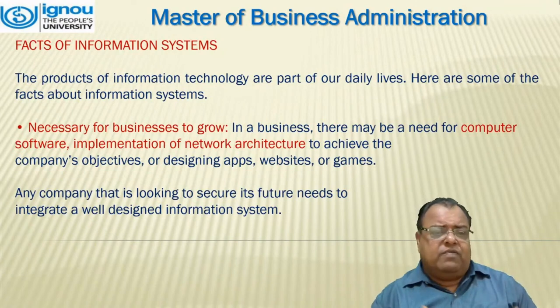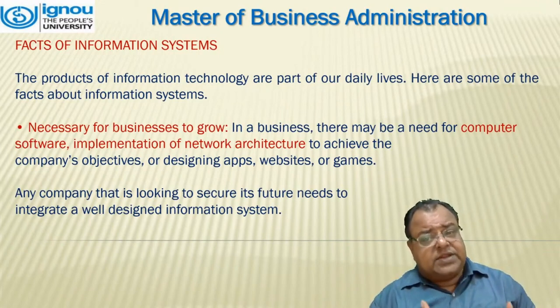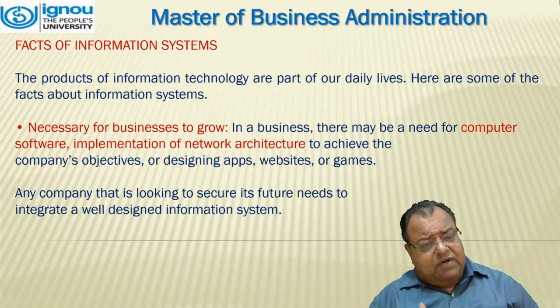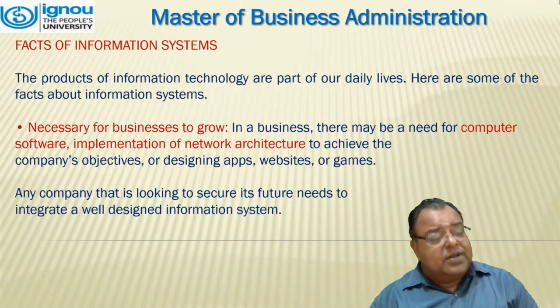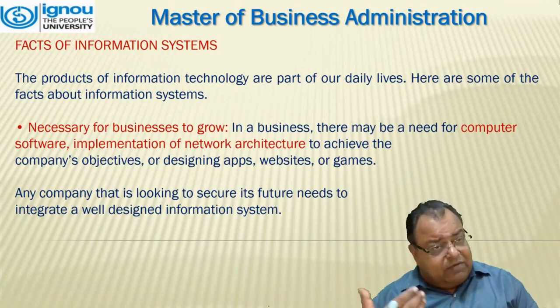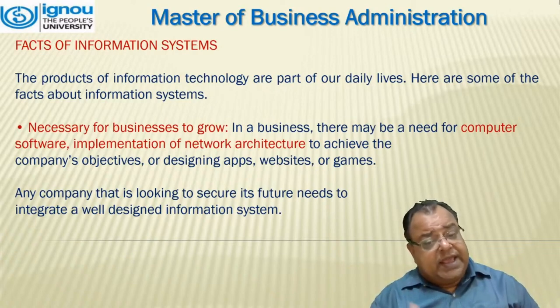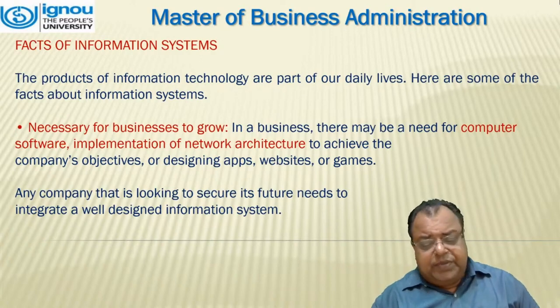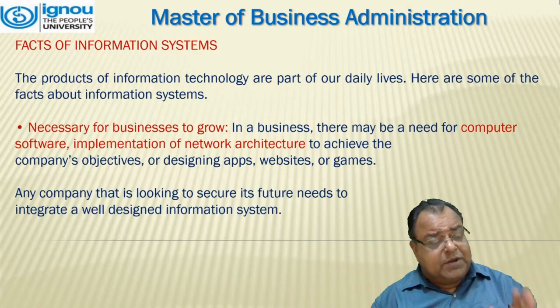What are the facts of information systems? The products of information technology are part of our daily lives. Here are some of the facts about information systems. It is necessary for a business to grow. In a business, there may be a need for computers, software, and implementation of network architecture to achieve the company's objective, or designing apps, websites, or games. Any company that is looking to secure its future needs to integrate a well-designed information system.